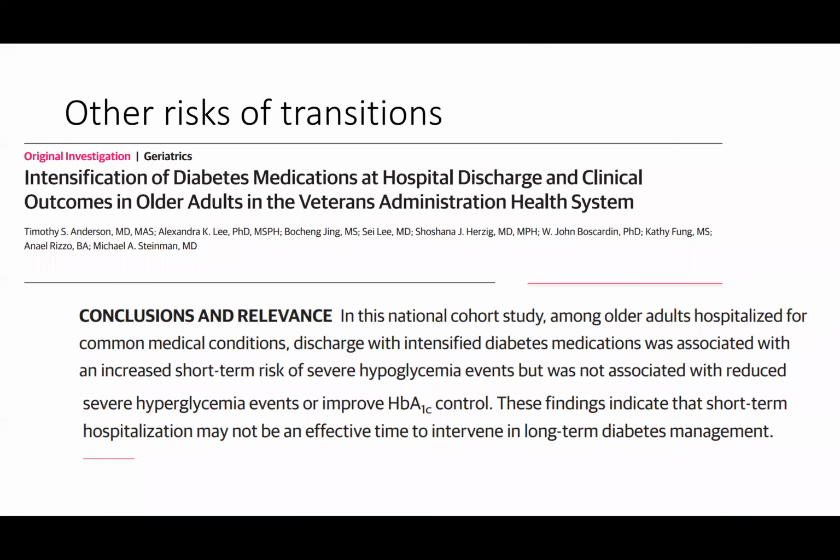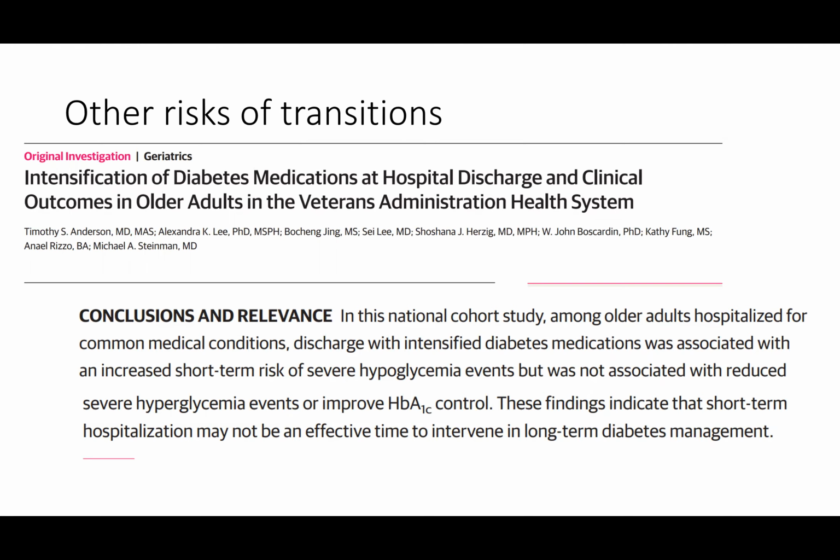Then there are other risks of transitions. As I was doing my research, I found this article, a JAMA Network article, an investigation in geriatrics about intensification of diabetes medications at hospital discharge in older veterans. Basically, they saw that when patients came into the hospital, they had their diabetes regimen intensified because they were hyperglycemic for whatever reason, they're sick. And then at discharge, they had more hypoglycemia because they left on higher doses of insulin. And it actually didn't improve their long-term outcomes in terms of A1C control.